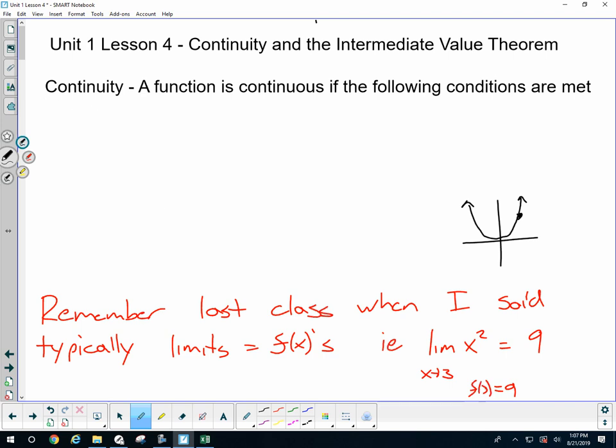We will now have a calculus definition of what it means to be continuous. A function is continuous when limits equal function values at specific x locations. Here, we're talking about c being the x location.